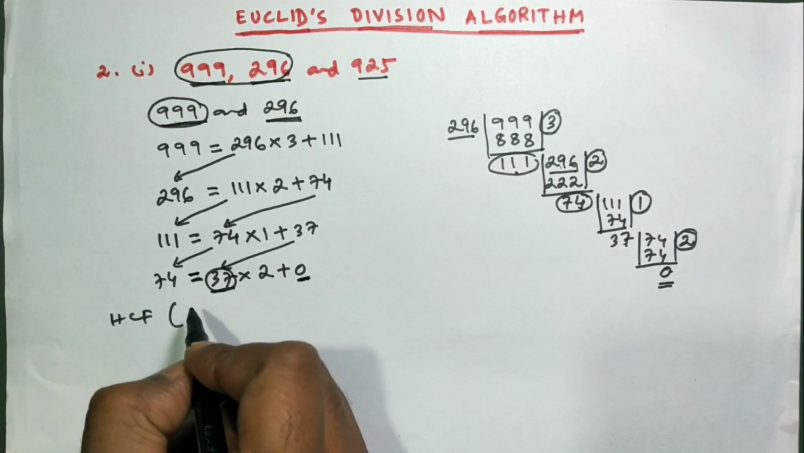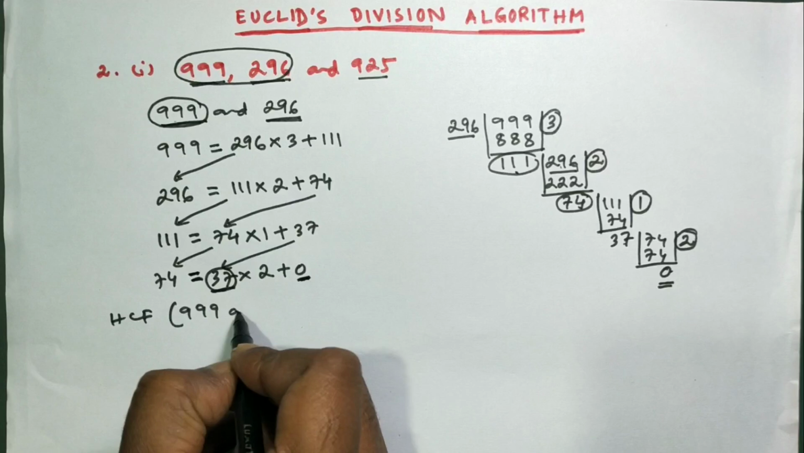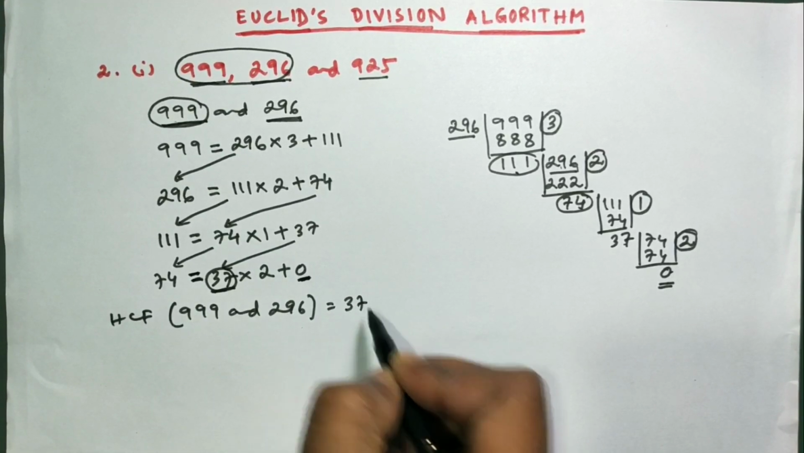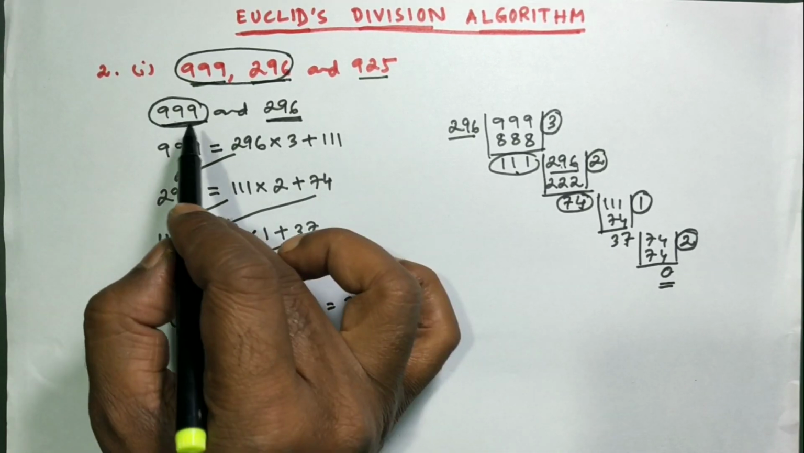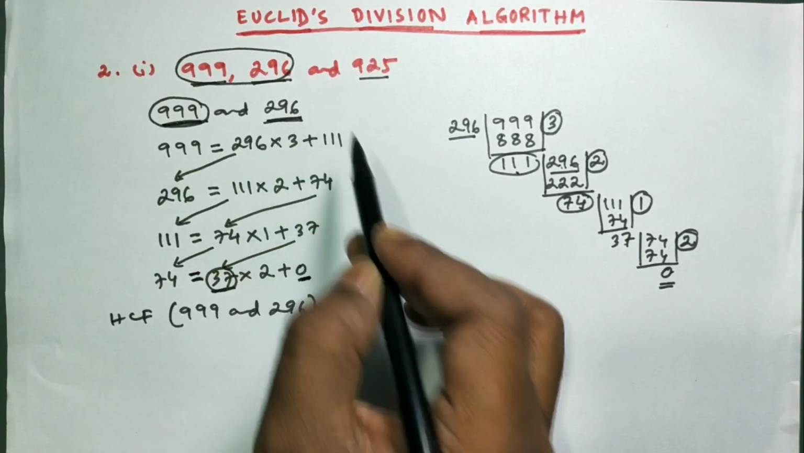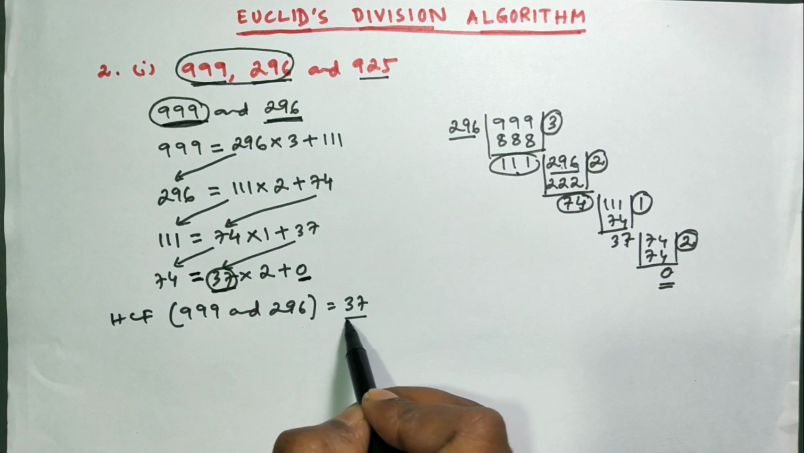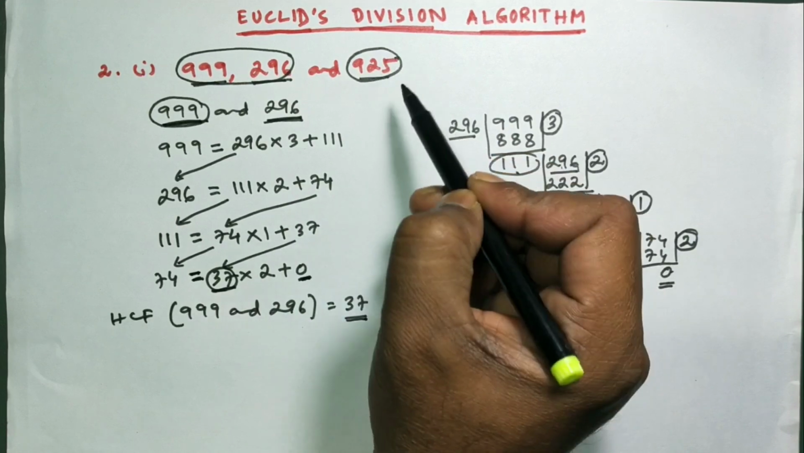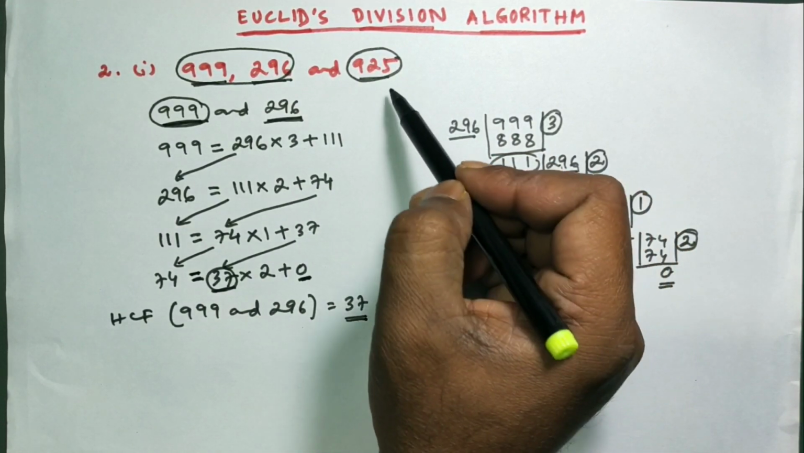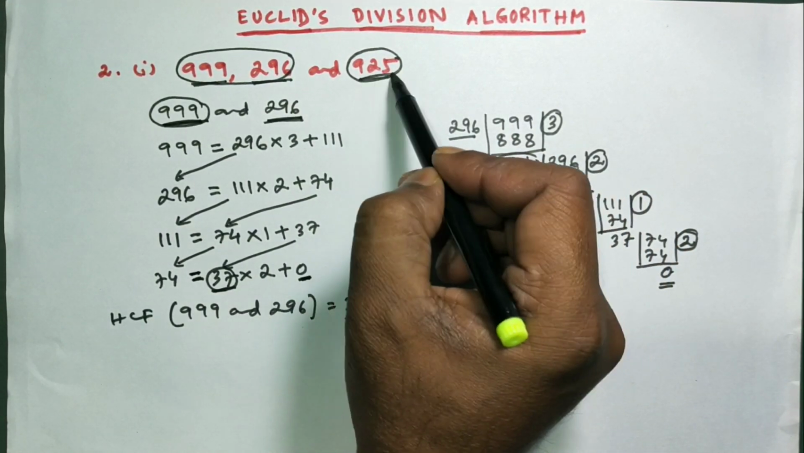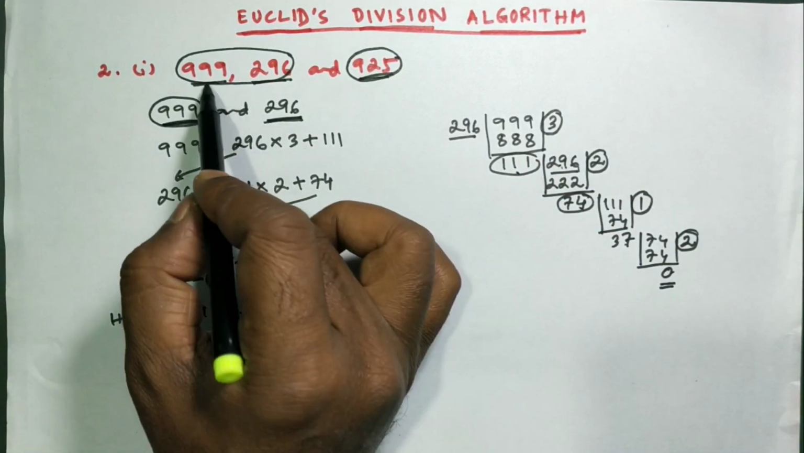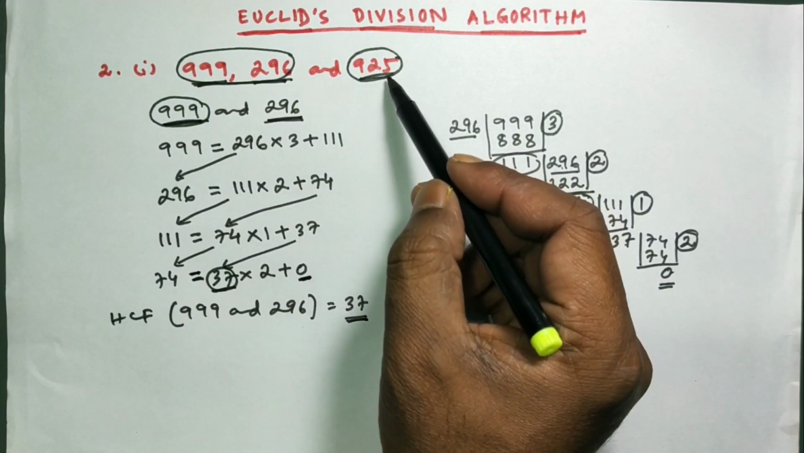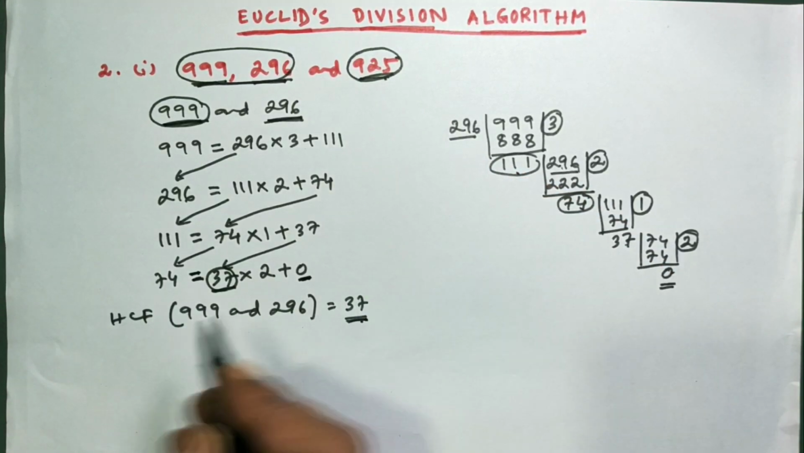So HCF of 999 and 296 is equal to 37. Here by using the numbers 999 and 296 we have got the HCF as 37. Now we have another number remaining here, 925. Now we'll have to find the HCF of 925 and the HCF we have got from these two numbers, that is 37. So now we'll find the HCF of 925 and 37.